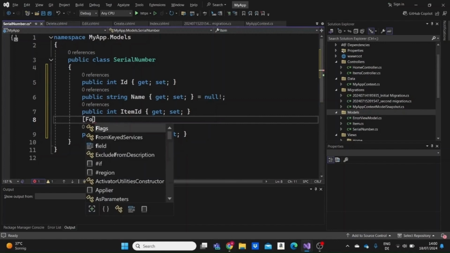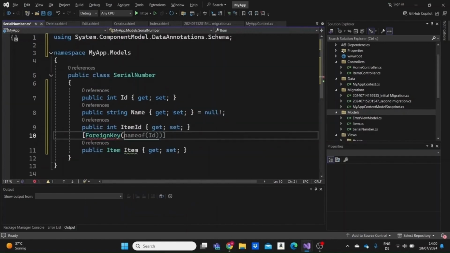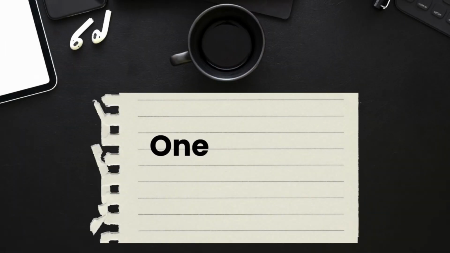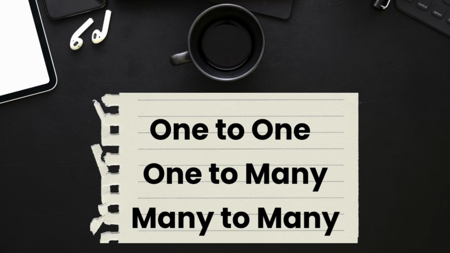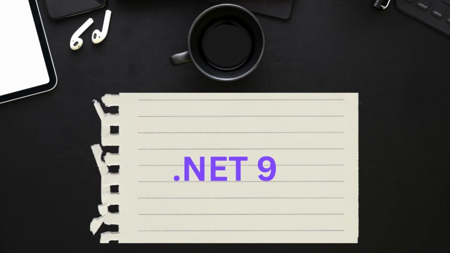If you have been having difficulties handling the relationships between the data in your ASP.NET Core MVC projects, or if you're not sure what they are or when to use them, then this video is for you. We will cover how the one-to-one, one-to-many, and many-to-many relationships work in Entity Framework Core using the latest version of .NET 9. My name is Alan and I'm here to help you learn C# and .NET on your own. So let's get started.